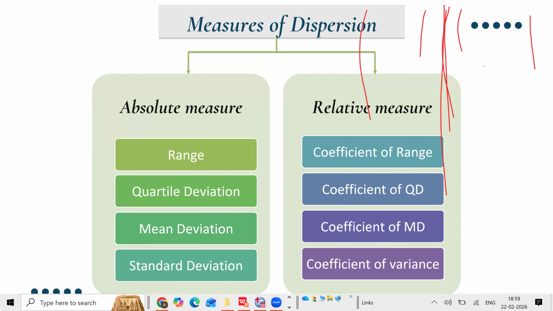If you want to compute the absolute measure, you go for the range or quartile deviation, mean deviation or standard deviation. These are the absolute measures of dispersion. Coming to the relative measure, we have coefficient of range, coefficient of quartile deviation, coefficient of mean deviation, and coefficient of variance. These are the relative measures.